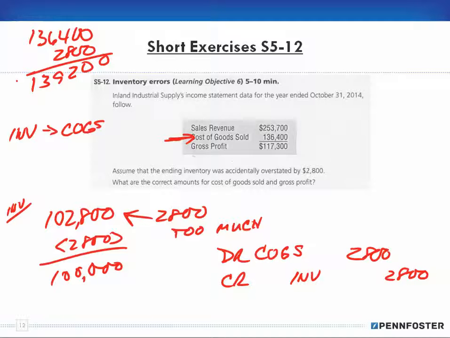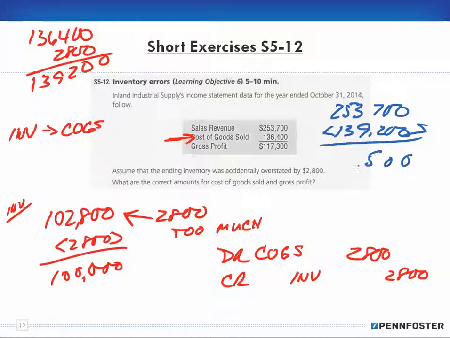So over here, my cost of goods sold changed. I have $253,700 less $139,200 for my cost of goods sold, right? Which now changes my gross profit by, let's see, $5,411. So my gross profit now is only $114,500. Okay, so hopefully you followed along in that thought process.